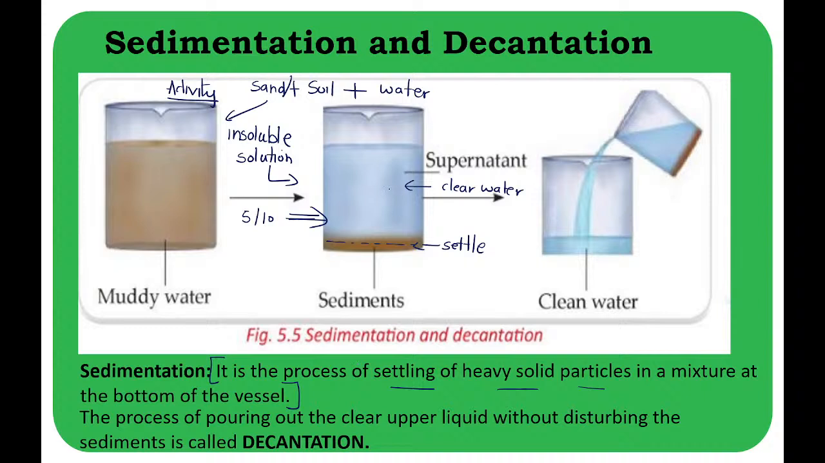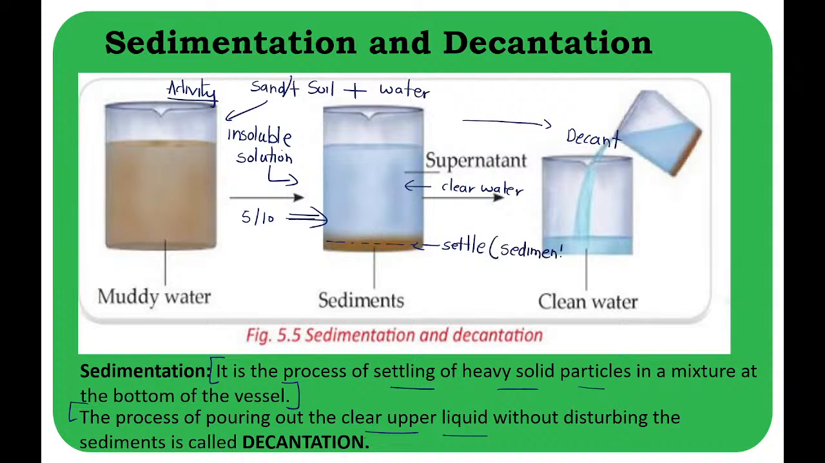Now, when you take the same container or the same glass tumbler and slowly pour the clear water into the other beaker, this method is called decantation. What are you doing? You are decanting. Sedimentation, allow it to settle. Decantation, decant means pour into, empty it into another container. The process of pouring out the clear upper liquid without disturbing the settled particles, the sediment.